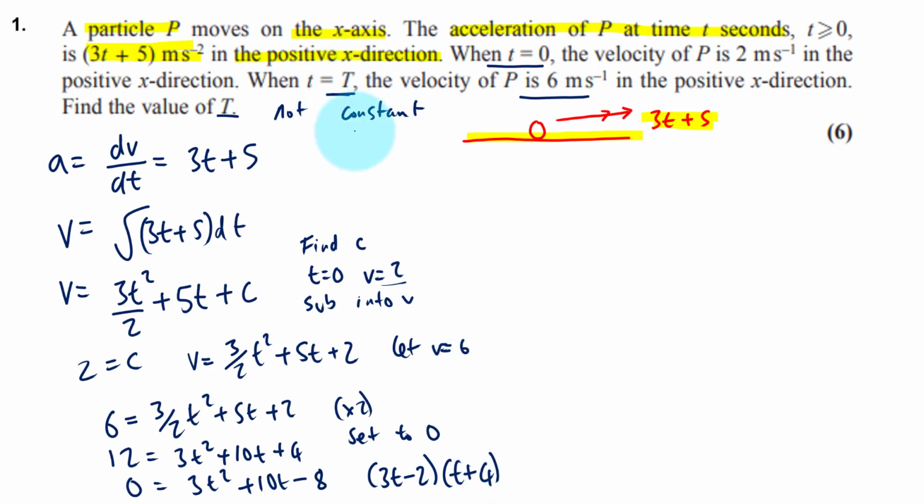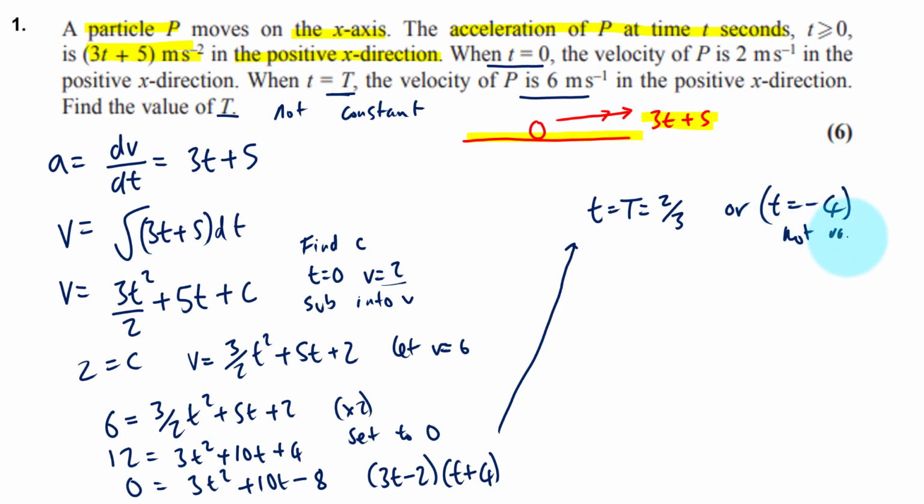Now in the question, T is a big T, so you should arguably write this as a big T, but this will be fine. So from here we know t, or big T, equals 2 over 3, or t equals minus 4. Now we know we're not going to get a negative time, so not valid in the context of the question. So we could just say therefore T equals 2 over 3, and that's your marks. Now I'm going to show you the marks you get for each stage, because that's important.